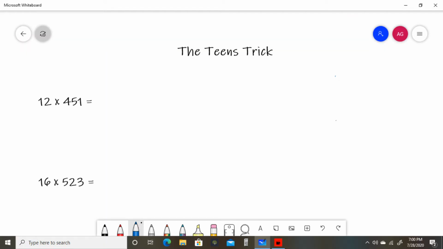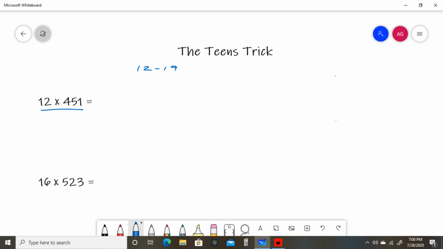Today, we'll be learning how to use the teens trick, so let's get to it. Keep in mind, the teens trick can be used anytime you're multiplying a number by any integer from 12 until 19. So 12, 13, 14, all the way to 18, 19, those are all fair game for using the teens trick. Alright, so for our first question, we have 12 multiplied by 451.